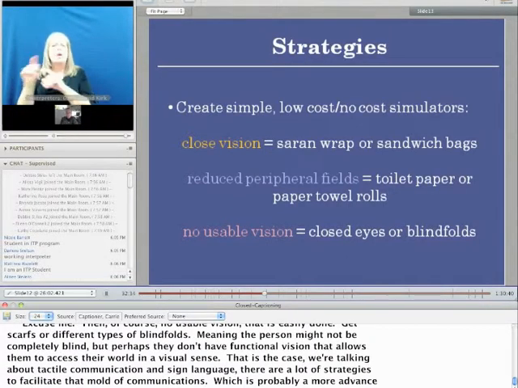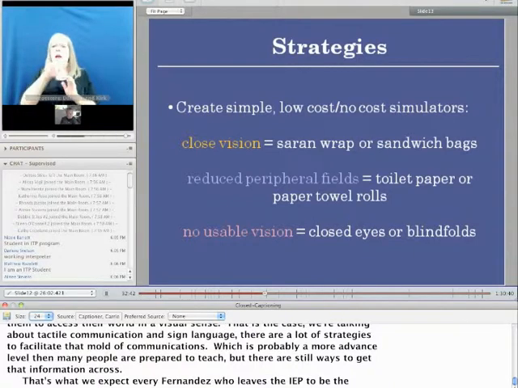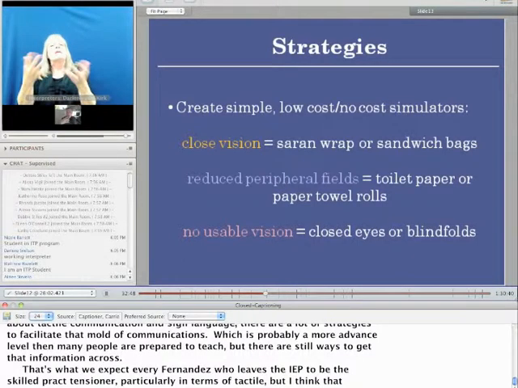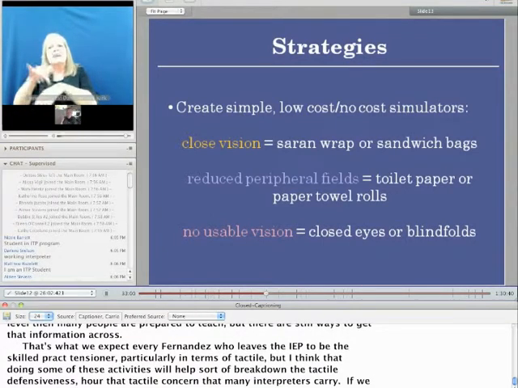And not that we expect every interpreter who leaves the IEP to be these skilled practitioners particularly in terms of tactile, but I think doing some of these activities will help break down that tactile defensiveness or that tactile concern that many interpreters carry. So if we can break down some of those barriers in terms of attitudinal barriers, then I think we're already ahead of the game.